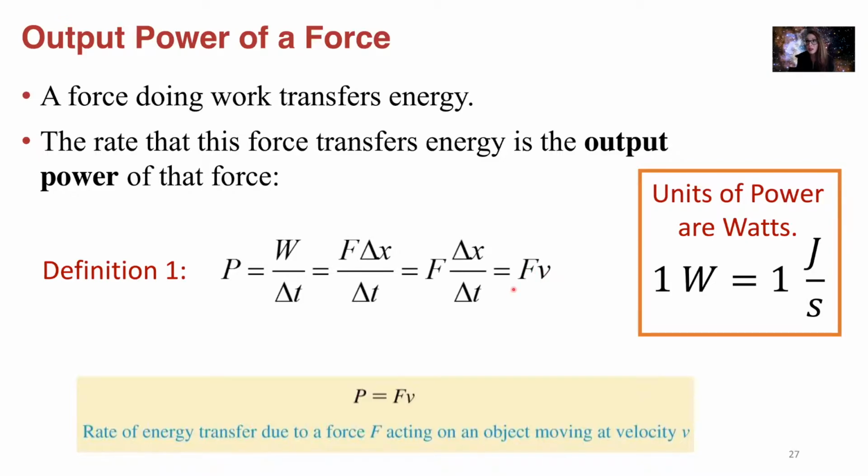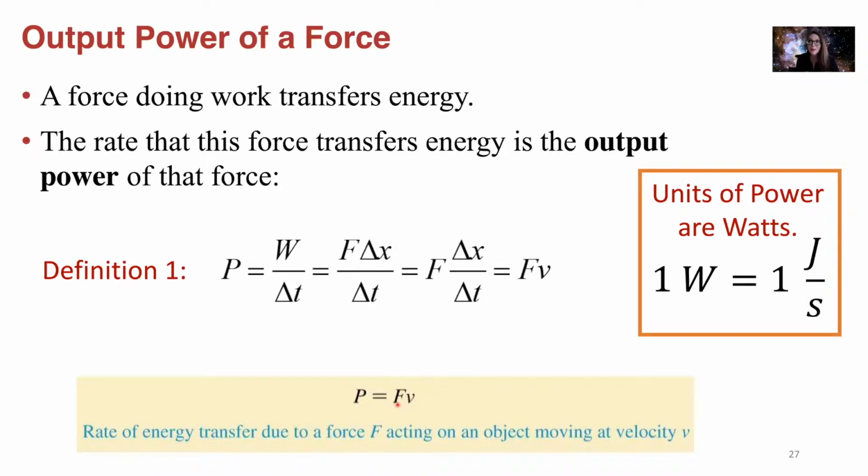So this, a definition for power equaling force times speed, is the rate of energy transfer due to a force acting on an object moving at some constant velocity. We need a constant force and a constant velocity to make this equation work. So power equals our work over the change in time, which is equal to the force applied through some distance over the change in time, which is also equal to the force applied times the speed at which that object is moving, which is subject to that force. That force applied is causing the object to move at some constant speed v.